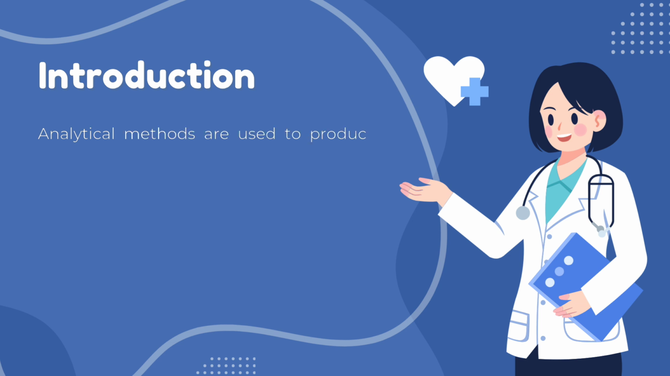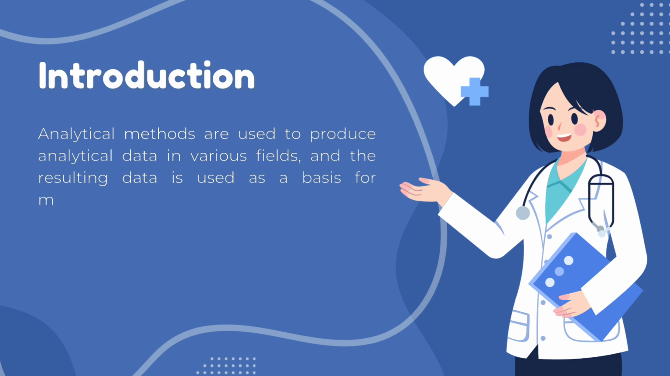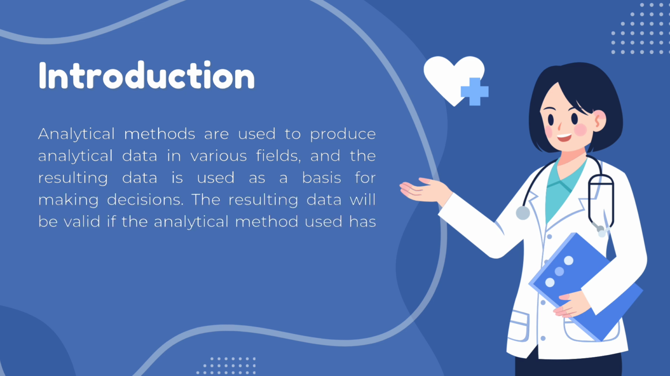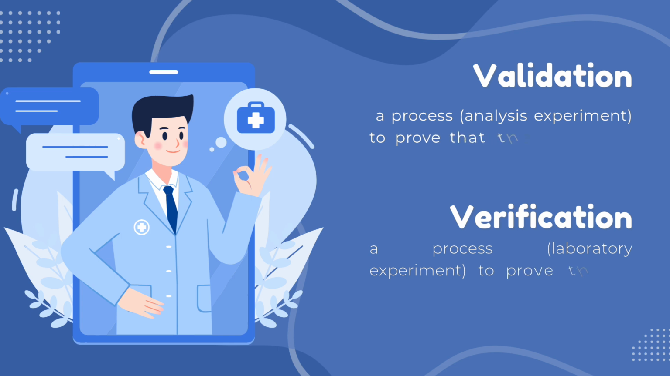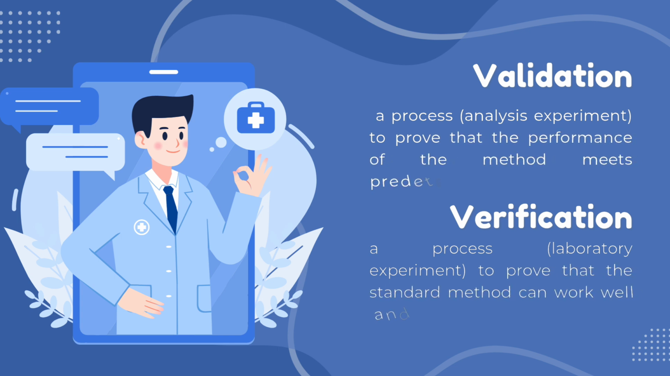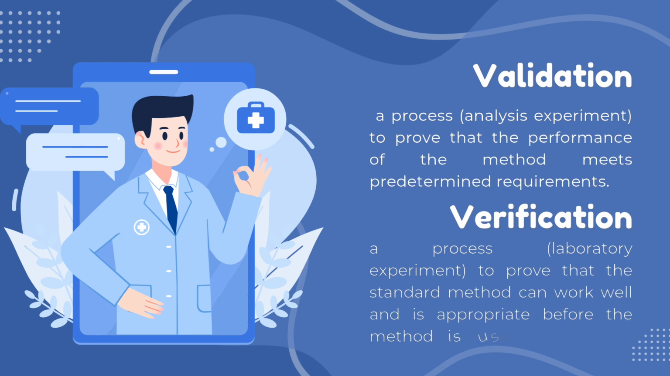Analytical methods are used to produce analytical data in various fields, and the resulting data is used as a basis for making decisions. The resulting data will be valid if the analytical method used has been validated and is in accordance with its intended purpose. Validation is a process, an analysis experiment, to prove that the performance of the method meets predetermined requirements. Verification is a process, a laboratory experiment, to prove that the standard method can work well and is appropriate before the method is used to carry out testing.